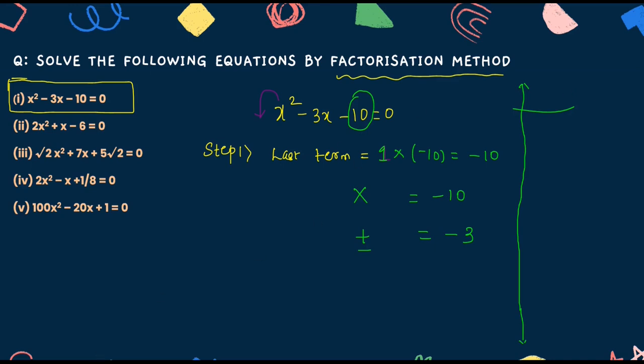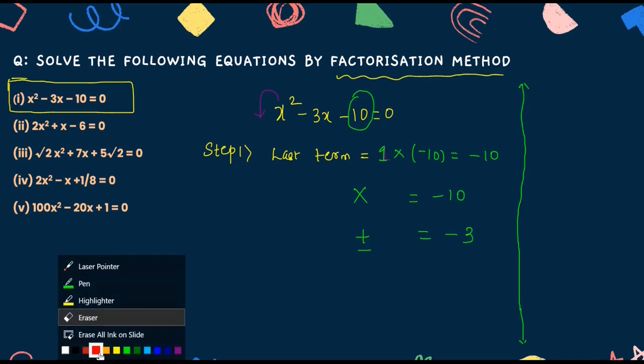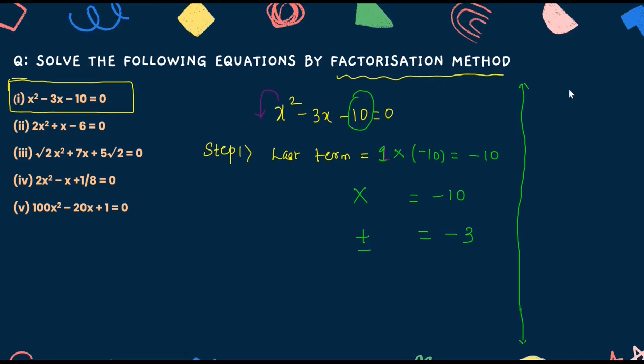Now, multiplication 10, which are the numbers we know? Say, for example, we will start from 1 only. Start from 1 always. 1 into 10 is equal to 10. Okay, but I need minus 10. That also can be done. If I do 1 into minus 10, I will get minus 10. Then if I do 1 plus minus 10, that means 1 minus 10, it will be equal to minus 9. This is one combination which is giving us the last term but not giving us the middle term.